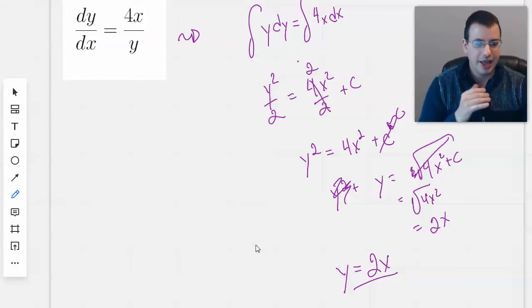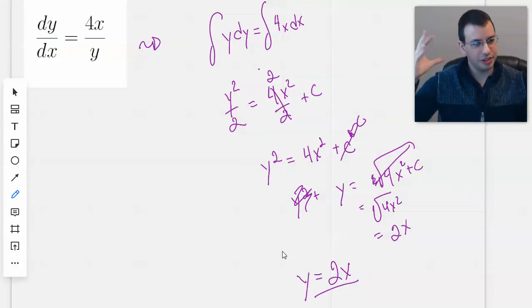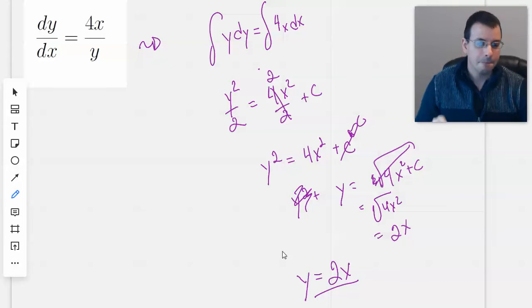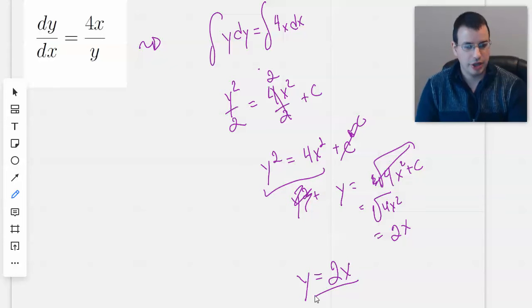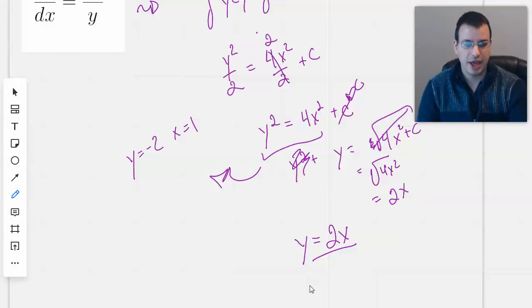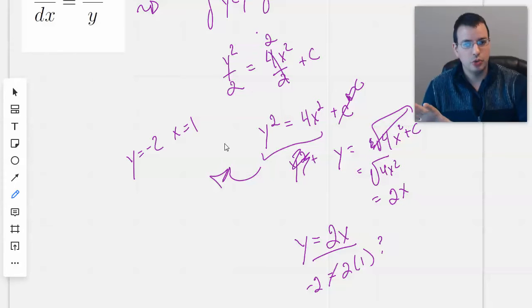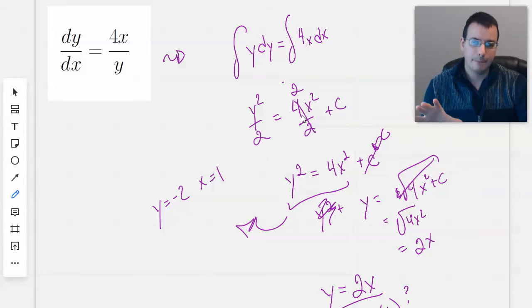So there are some things you really have to worry about here. If your spider senses are going insane, that's probably fair. Before we had y squared equals 4x squared, and now we have y equals 2x. Well, for this, we could say y equals negative 2, x equals 1. But then we go down here, and we have negative 2 equals 2 times 1, question mark? Does not. And the idea here is when we took the square root, we lost information. That's why a lot of times you'll see absolute value signs, but it really comes down to, as we did this, we lost information.